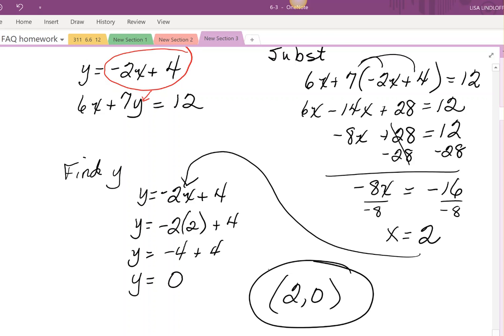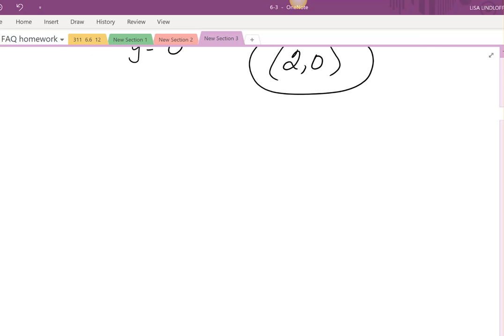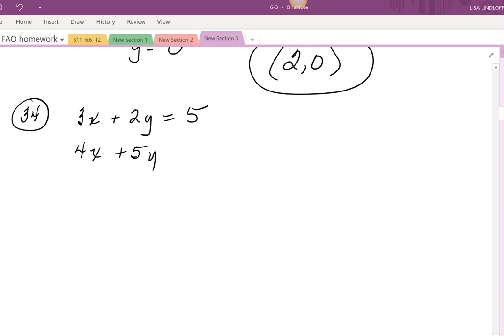All right, going on to number 34. So I have 3x plus 2y is 5, and 4x plus 5y is 16. Now I'm going to tell you this problem, none of the methods are going to be easy. They're just not going to be easy. It's not easy to solve for this x, to solve for this y, to solve for this x, solve for this y. You're going to build a bunch of fractions.